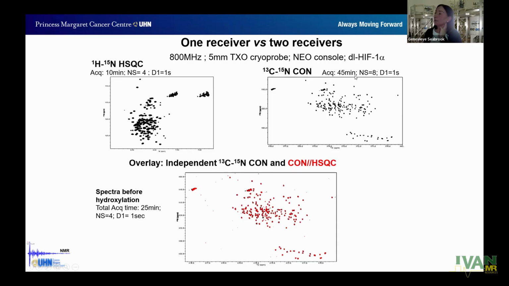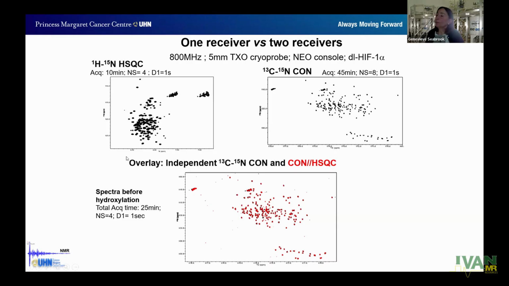In this case, the acquisition was 45 minutes. I used 8 scans, and the relaxation delay was 1 second. And I left it there because I was able to see all my carbon. But of course, if you're missing carbons, you better make sure that you have a long enough relaxation delay.